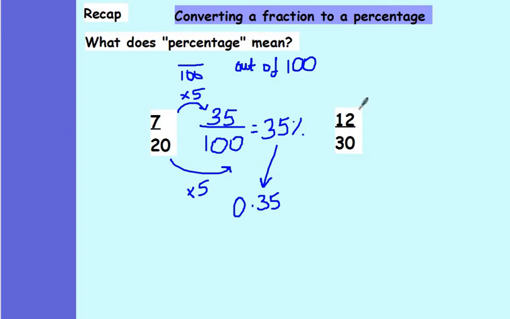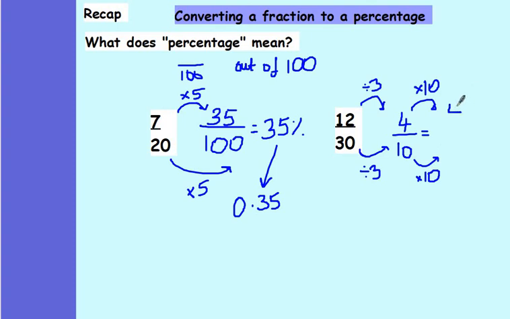I've got 12 over 30. I want to make this as something out of 100, but I can't just multiply 30 by a single number to get 100. So the first thing I'm going to do this time is divide by 3, which gives me something over 10. Dividing by 3, what's 12 divided by 3 for me, Robert? 4, thanks very much. I'm then going to multiply top and bottom by 10. Which gives me 40 out of 100, which is 40%.